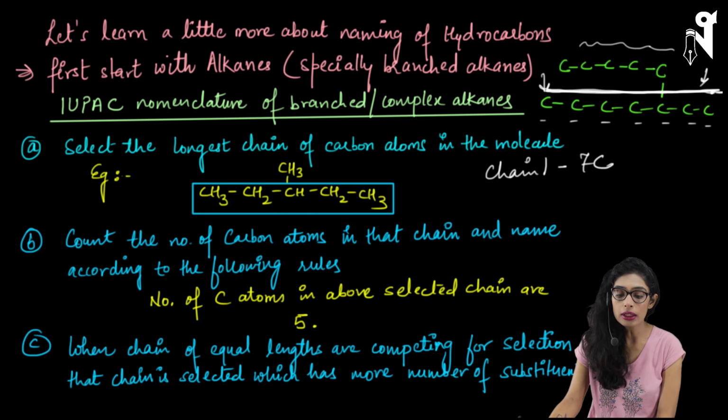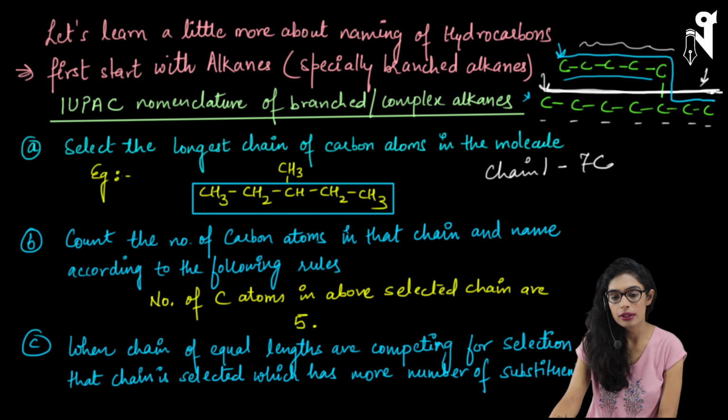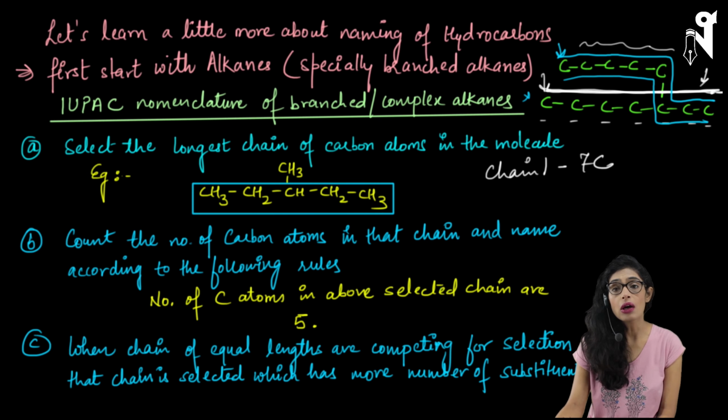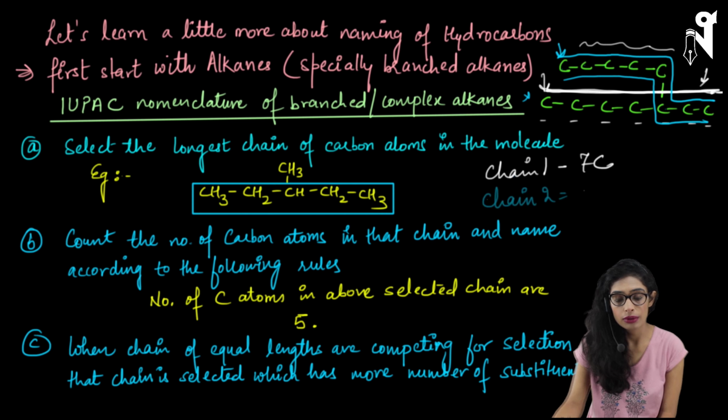Okay, the other thing is, let me take another chain. Now I don't want to start with this carbon, I want to start with this carbon, assume. And I will start marking my chain. I will go here, here, here. I'm not picking my pen till now. Another way is like this. So basically I have taken these carbons into consideration for marking a chain. Now let's count how many carbons there are: 1, 2, 3, 4, 5, 6, 7, 8. So chain 2 has 8 carbons.